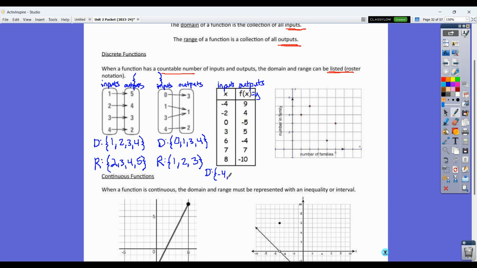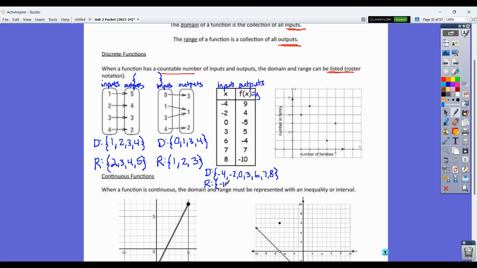So -4, -2, 0, and then 3, 6, 7, and 8. Again, notice I put a comma in between each one of those. That's how we should separate our list. And then our range in this case is going to be all of these outputs. Now you can put these in order or you can't. I'm going to go ahead and do that.